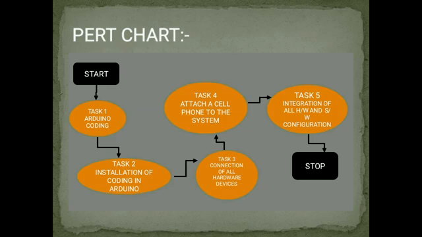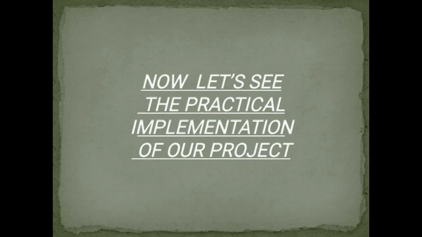Now we will show the implementation of our project through this PERT chart. First of all, we code our Arduino board. Then we install the coding in the Arduino system. Then we connect all the hardware systems through wires and integrate them. Then we attach a cell phone to the system and integrate all the hardware and software configuration in the system. Now let's see the practical implementation of our project.